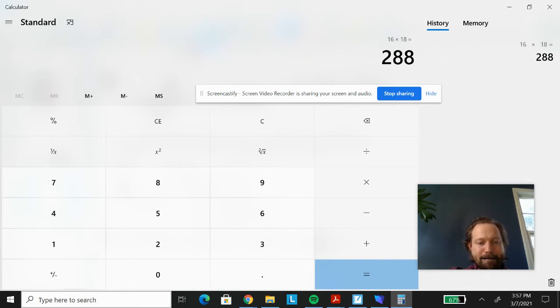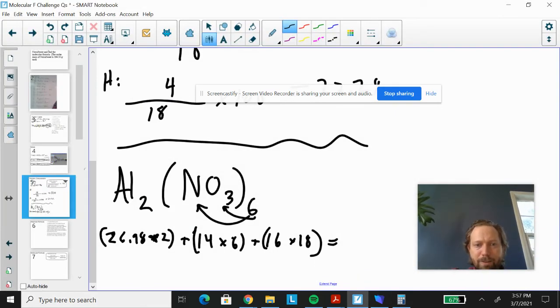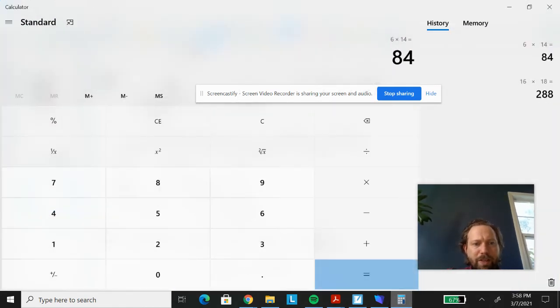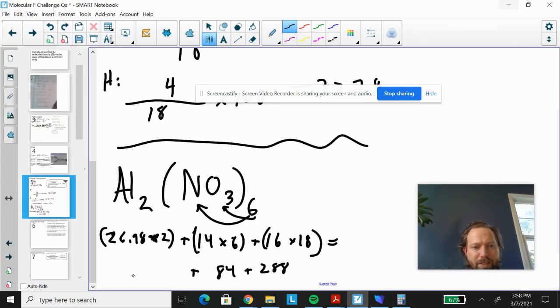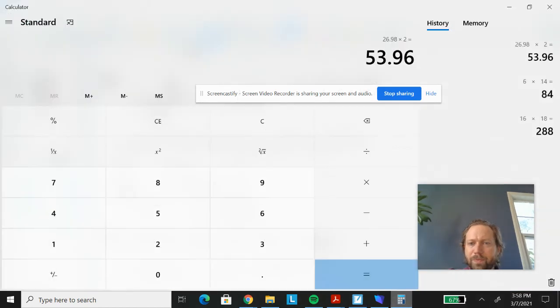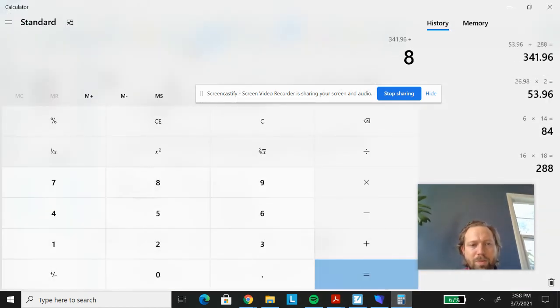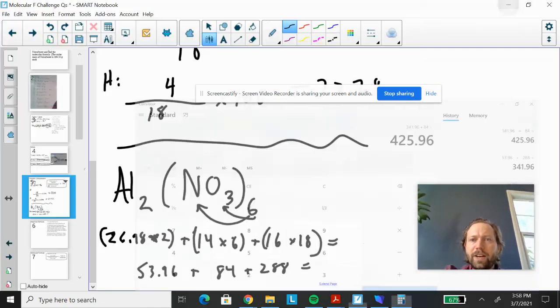And then there are 6 nitrogens, 84. And then 26.98 times 2, 53.96. This is equal to 425.96.